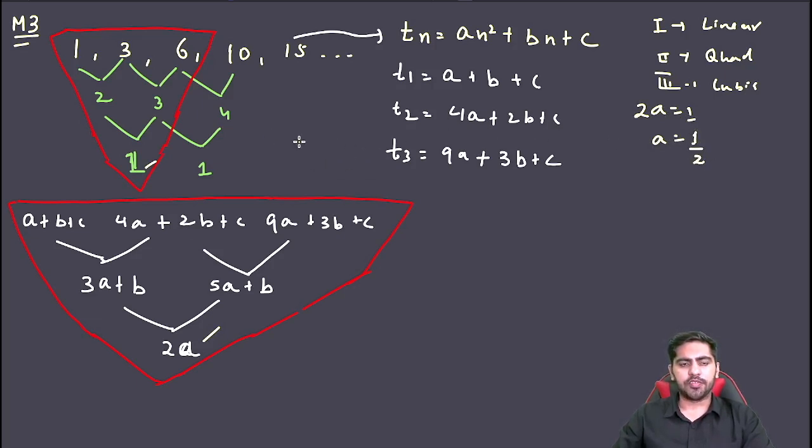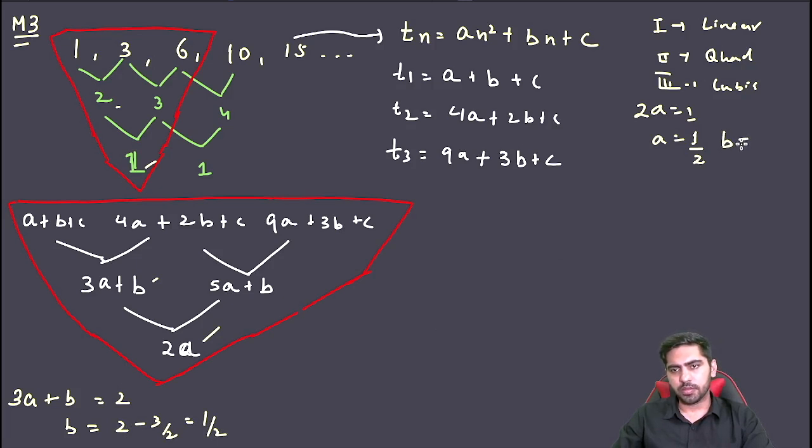Now, 3a plus b is equal to 2 here, right? So 3a plus b equals 2. From here the value of b should be nothing but 2 minus 3a, which is 2 minus 3 by 2. That is also 1 by 2, right? So the value of b is also equal to 1 by 2.